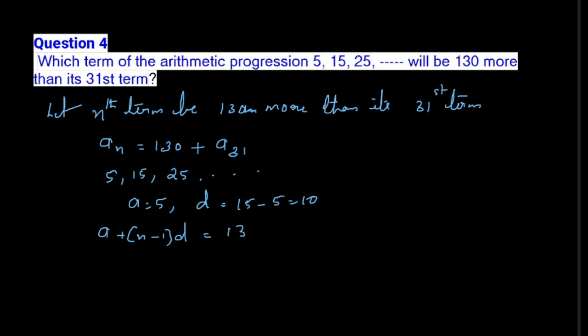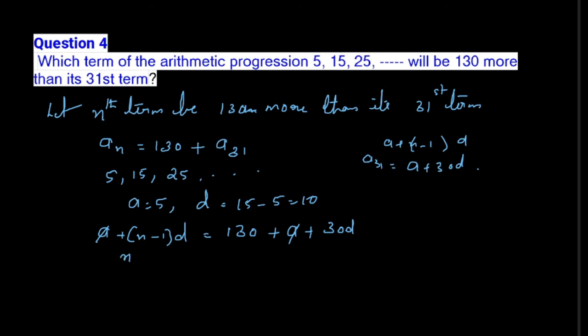AN is equal to A plus N minus 1 into D. That is equal to 130 plus, what is A31? A31, also write the formula, that is A plus 30D. A plus N minus 1 into D, so A31 is equal to A plus 30D, right? That's why A plus 30D. Write like this. Now here on the left hand side we have A, and on the right hand side also A, both are the same, 5 and 5. So 5 minus 5 will become 0. That means we can cancel them, right?